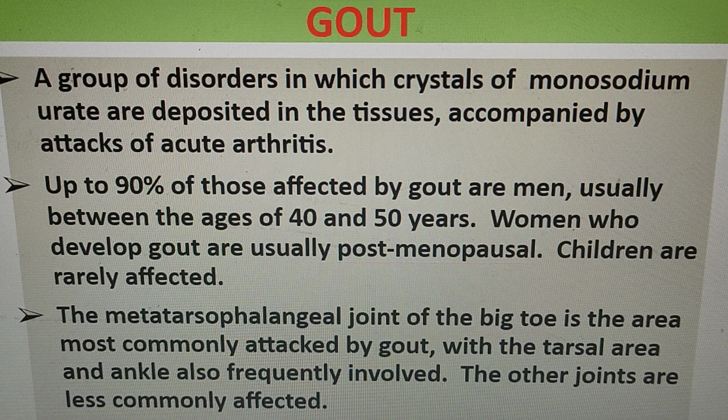So the next condition that is part of inflammatory arthritis is gout. Okay, this is some kind of popular condition. So it is a group of disorders in which crystals of monosodium urate are deposited in the tissues, accompanied by attacks of acute arthritis, inflammation of the joint. So abrupt inflammation of the joint. So that's what it is.